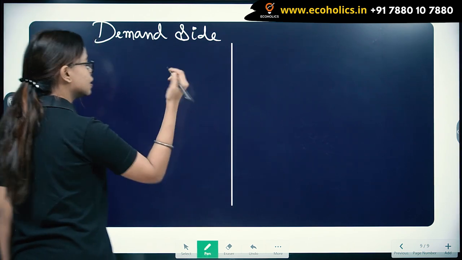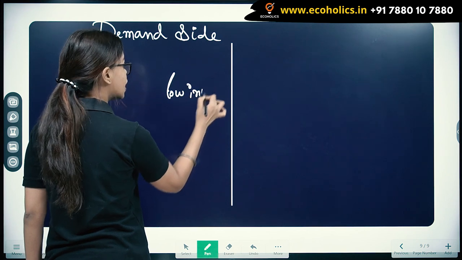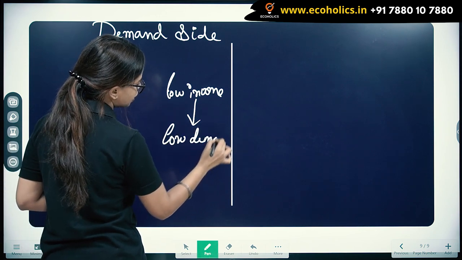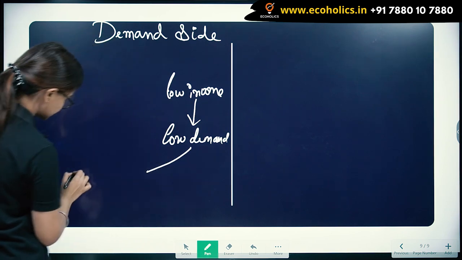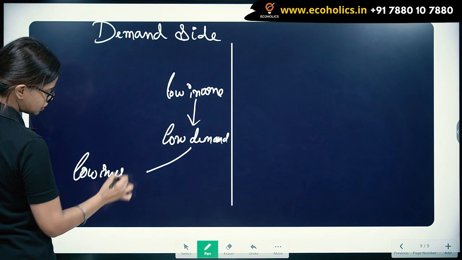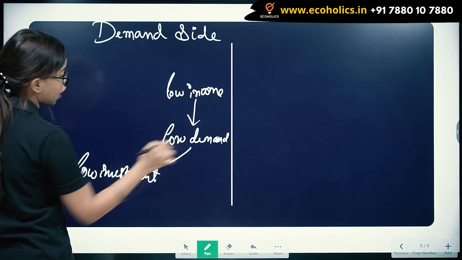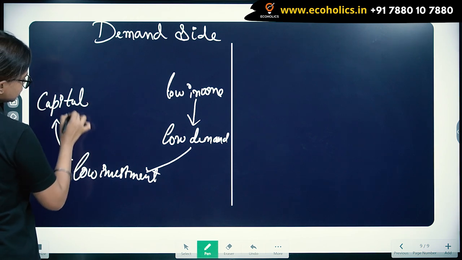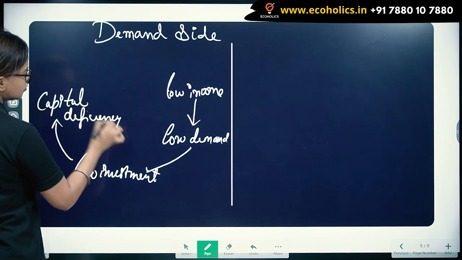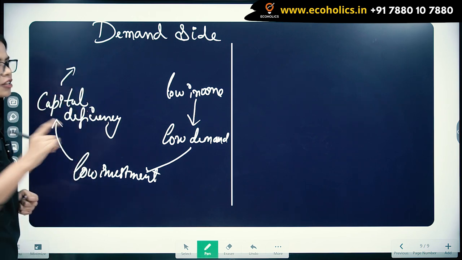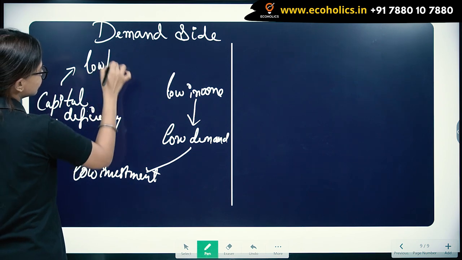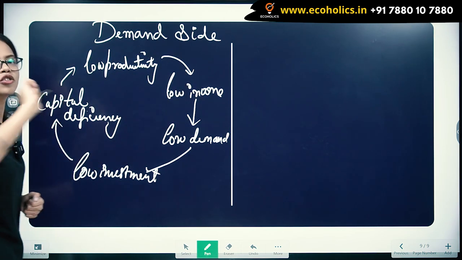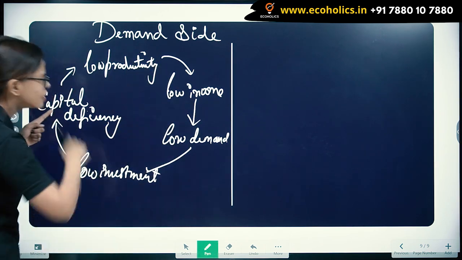So here what happens is, in these countries, we have low income. And due to low income, there is no income, so there will be low demand, right? Low demand. And if there is low demand, there will be low investment. Low investment. Okay, you will now see how the cycle works, all right? And if there is low investment, we have capital deficiency. And if we have capital deficiency, we have what? Can you all tell? Yeah, low productivity. And again, if there is low productivity, then there is low income. And the cycle goes on and on and on.